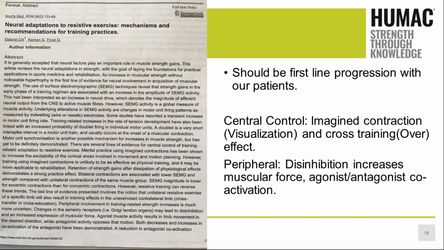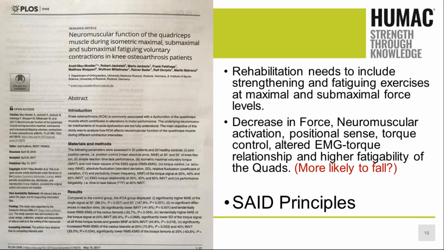We want to reduce inhibition so that we can increase muscular force, and we want to make sure that agonist-antagonist co-activation is appropriate. If we can decrease the antagonist, we'll see a better agonist position. So there are things that we can all do in order to make it a little bit better. So rehabilitation needs to include strengthening and fatiguing exercises at maximum and sub-maximal forces. We don't get to maximal until we're able to climb that ladder from 10% to 20% to 50% and so on, going up the chain.